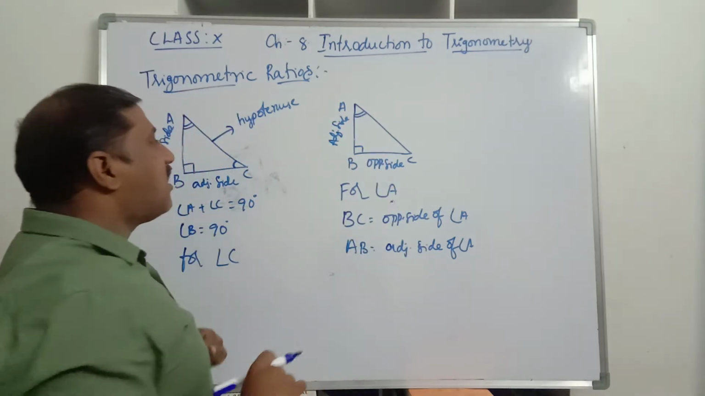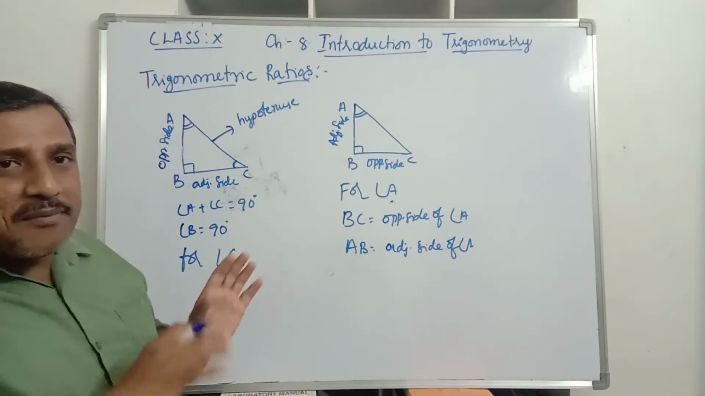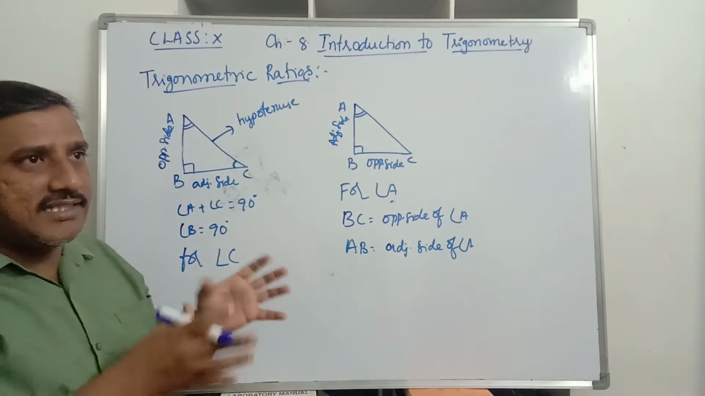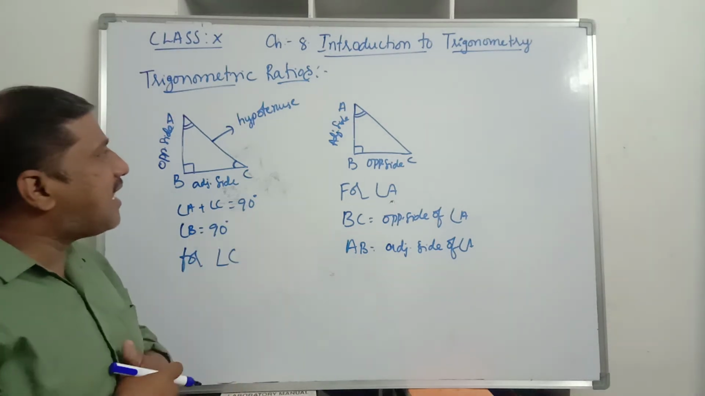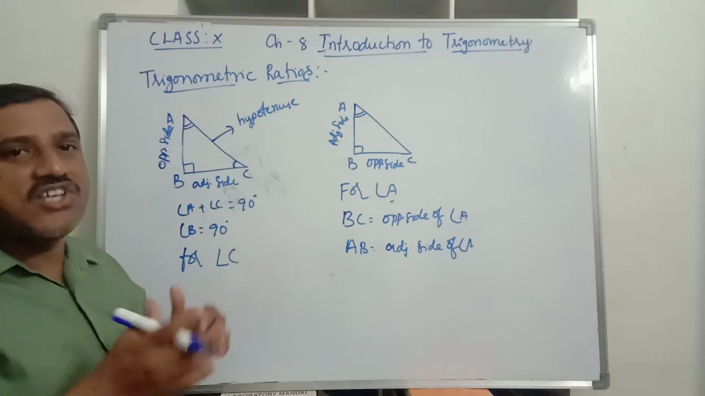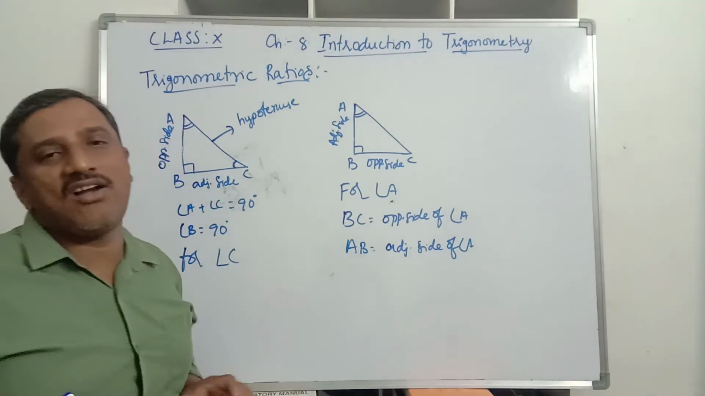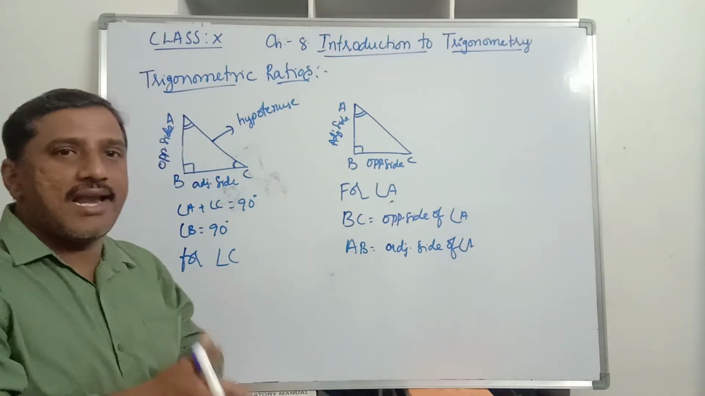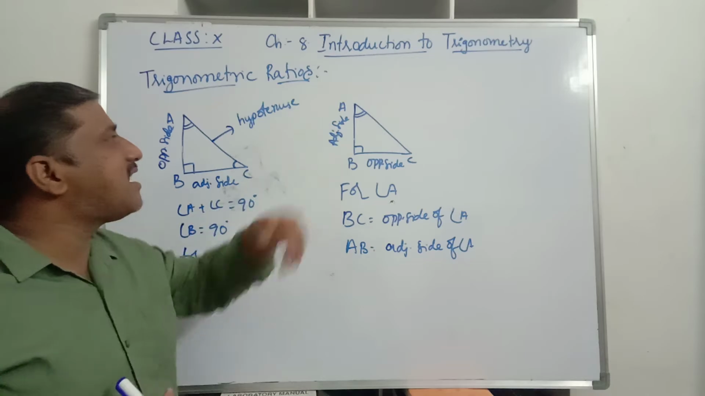So here we can take two angles, angle A and angle C. Depending upon the position of angle A and angle C, their opposite side and adjacent side will be different. So before introducing this chapter, we should know in the right angle triangle, for a given angle, which is the opposite side and which is the adjacent side. There is no change in the hypotenuse.